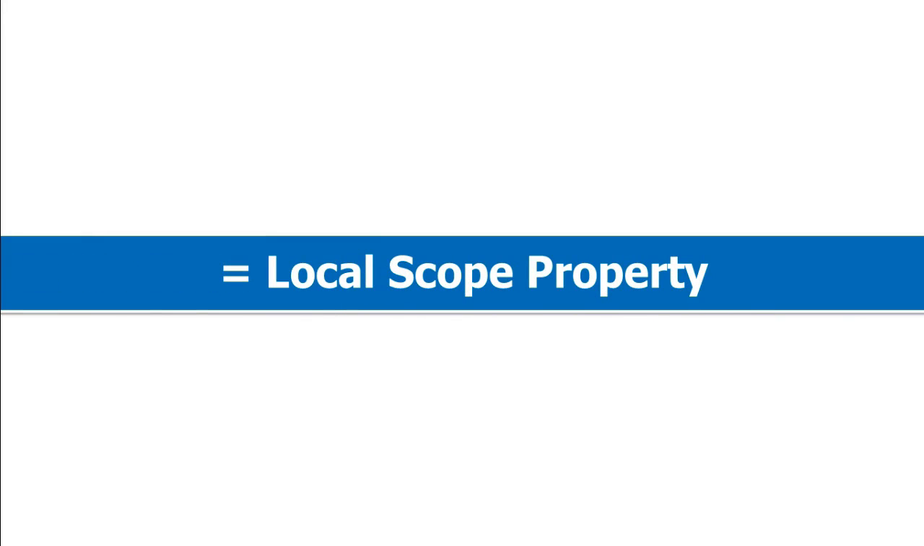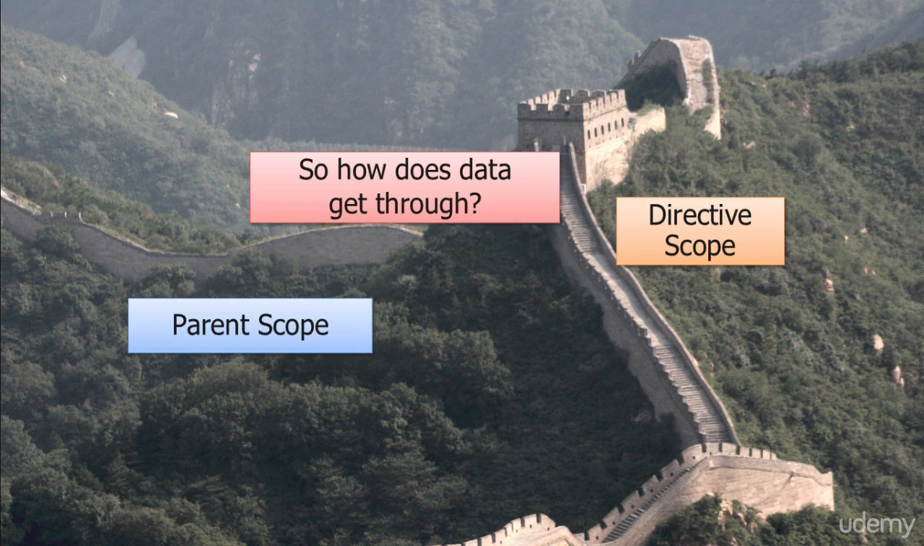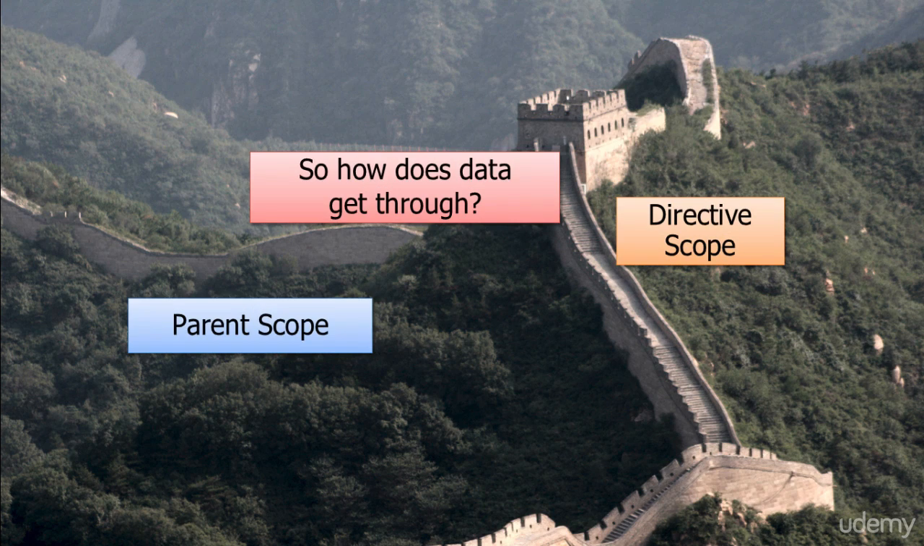The next type of local scope property we're going to talk about is the equals. And you're going to see this is a two-way type of binding that we can do. So when it comes to our scenario with the wall, we can kind of punch a hole through it using the equals local scope property, but this is different than the at.